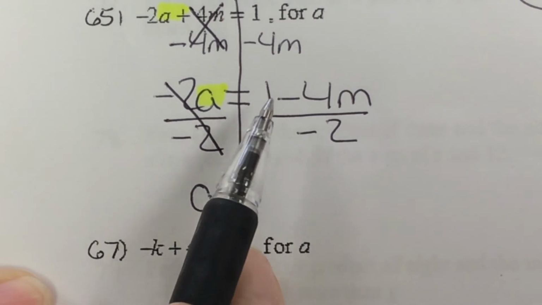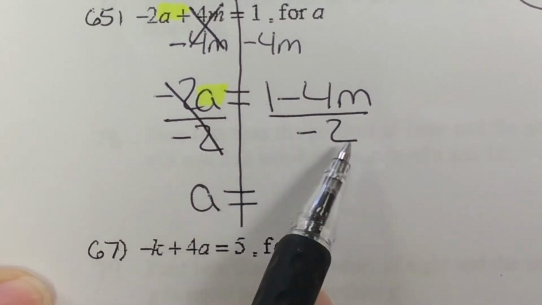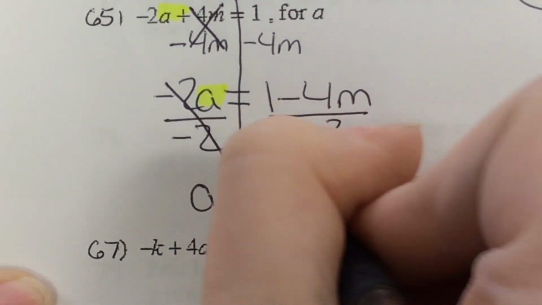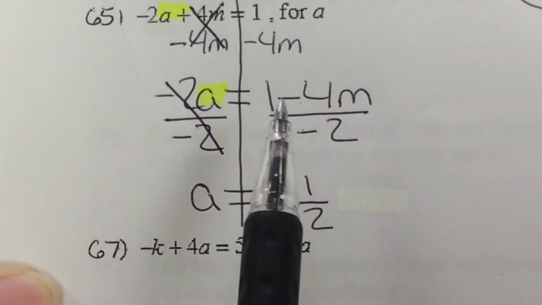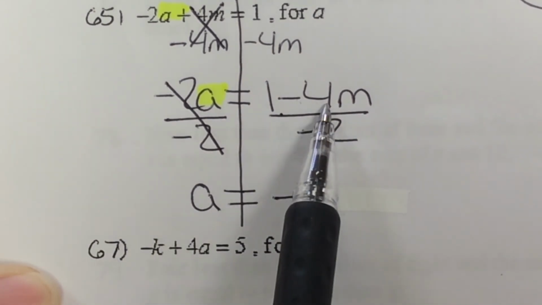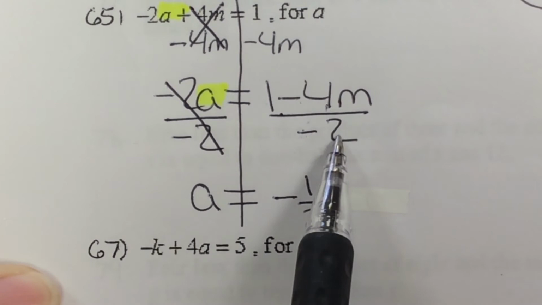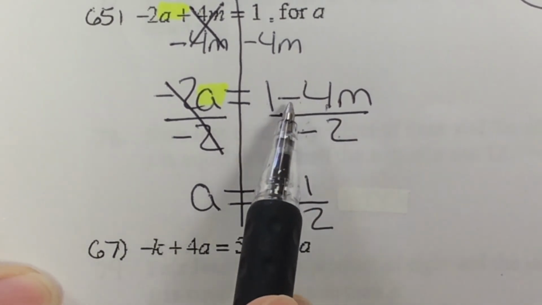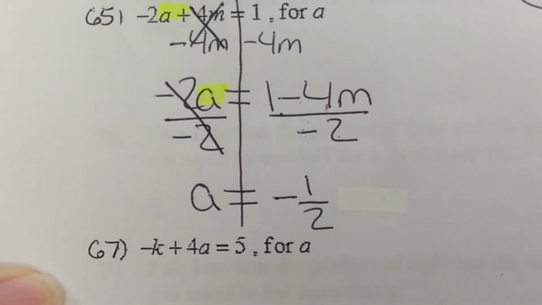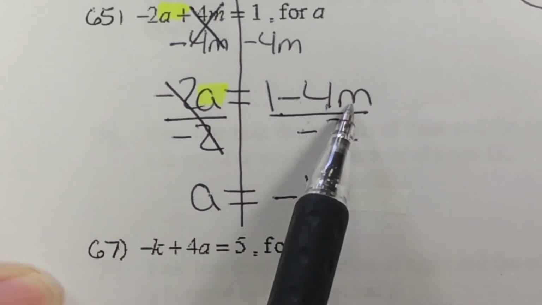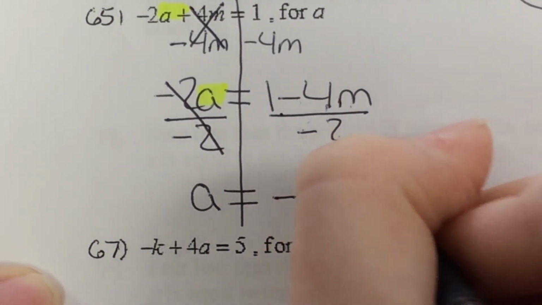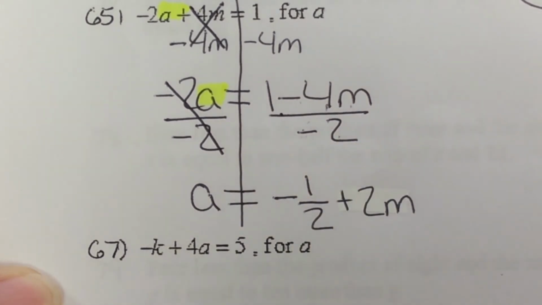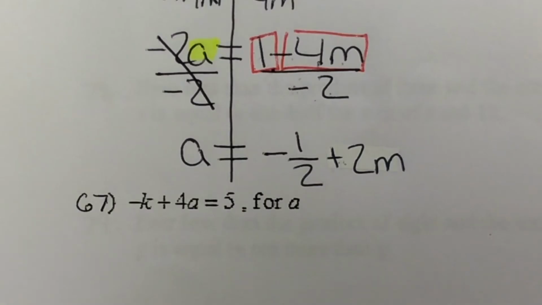On the right side, we have 1 divided by negative 2, and that gives me negative 1/2. Then we have negative 4 divided by negative 2. 4 divided by 2 is going to be 2, and here we have a negative divided by a negative, so it's going to be positive 2. M comes along for the ride, so plus 2m. Okay? All right.